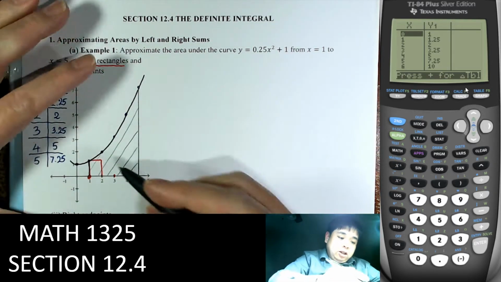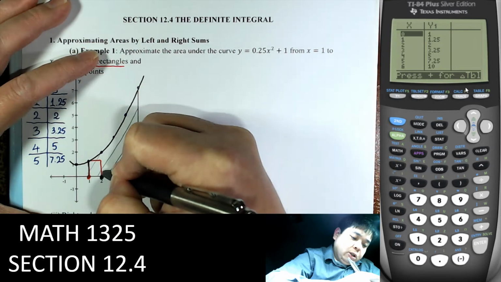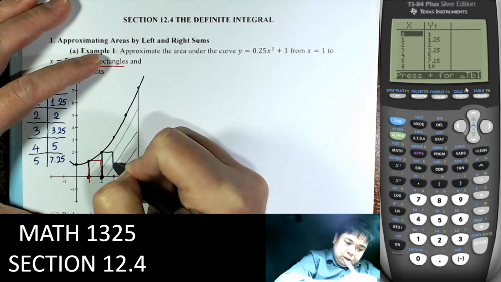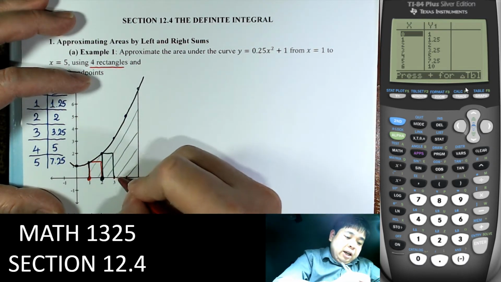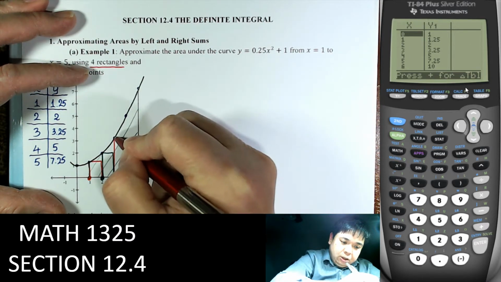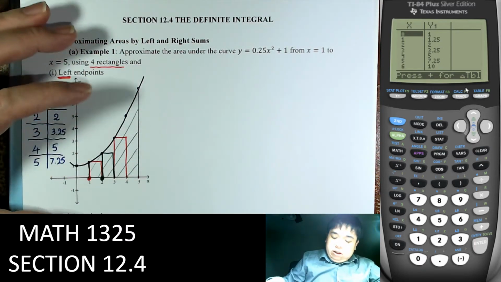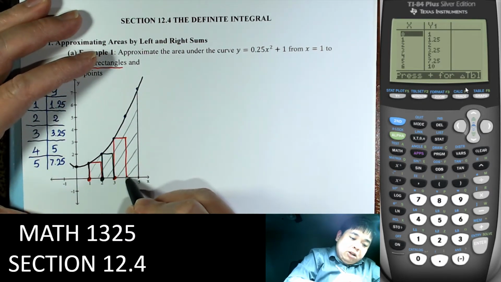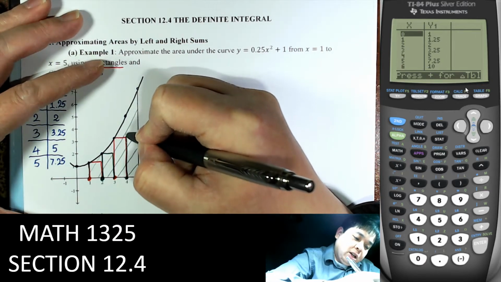The second rectangle is from 2 to 3. For the second subinterval, we use the left endpoint, and we draw the height. And that is the second rectangle. Then the third rectangle from 3 to 4: use the left point to find the height. And the last rectangle, the last subinterval from 4 to 5, we use the left endpoint, which is 4, and we find the height based on that.